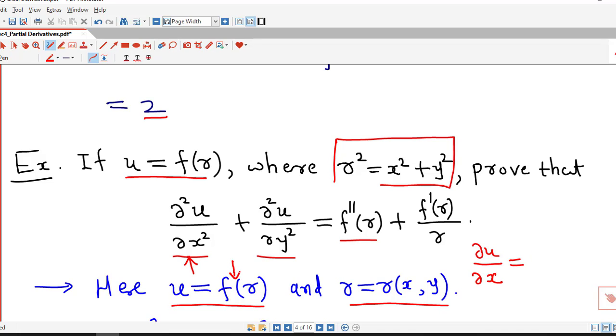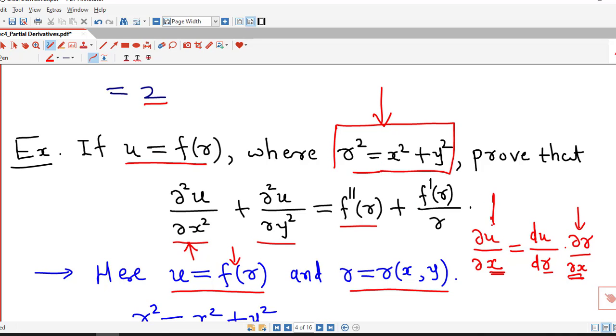Now u is directly a function of r. So first we have to differentiate u with respect to r, and it is an ordinary derivative because u is a function of only one variable r. And here we are differentiating with respect to x. So in the product we have to write the partial derivative of r with respect to x. So we will require this partial derivative del r by del x, which we first obtain using this formula of r square. So first we find del r by del x before going for del u by del x.